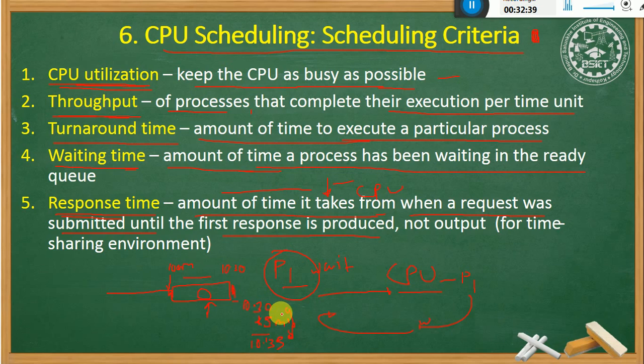I will be in the ticket window, but for 5 minutes the person who is allocating the ticket will not be listening to me. After the 5 minutes he will listen, ask how many tickets I want, and I will give the money. So when I get the first response and I am allocated the CPU, that 5 minutes is called the response time.